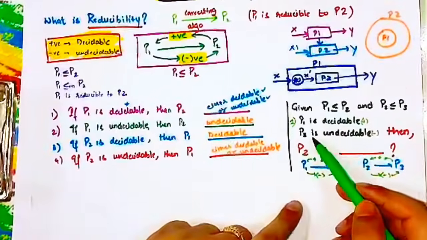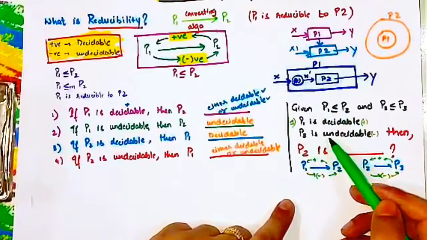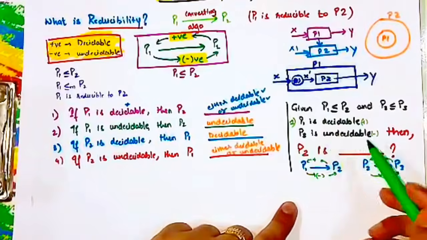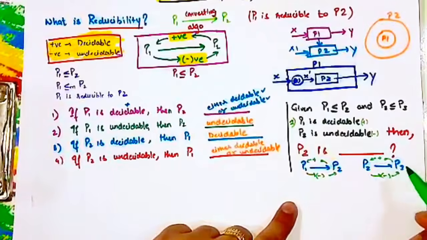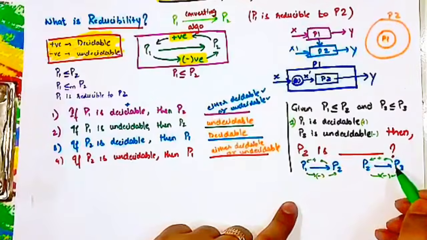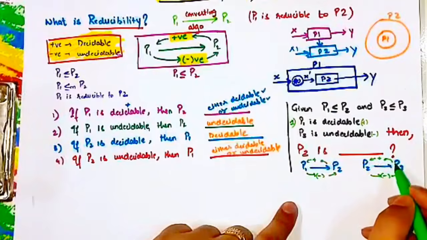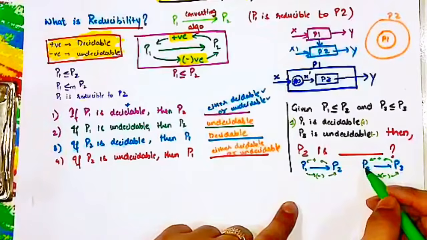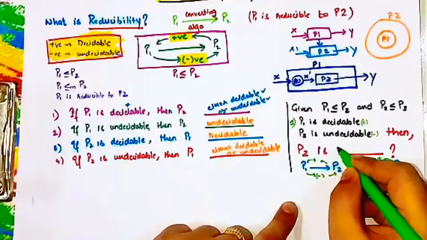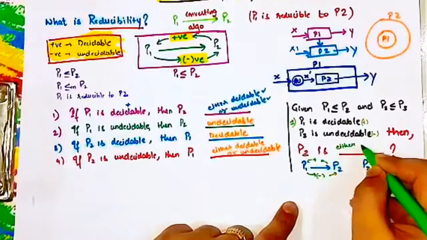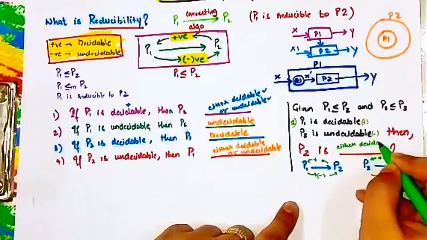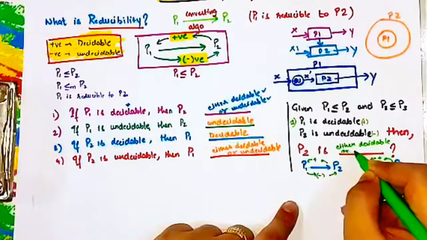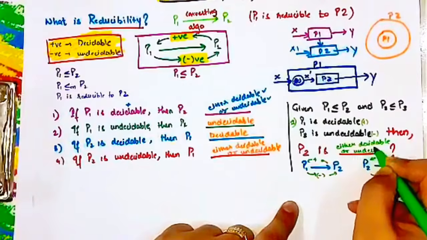Now it is also given that P3 is undecidable. How is P2 related to P3? P2 is reducible to P3 and P3 is undecidable. Then also we cannot predict whether P2 will be decidable or undecidable, because P3 passes positivity only to P2. Hence the answer will be either decidable or undecidable.